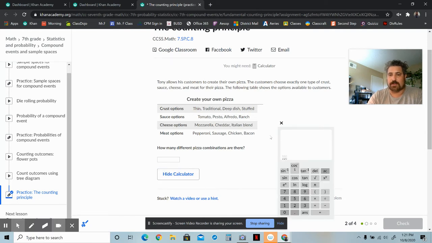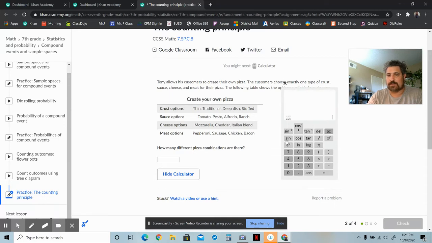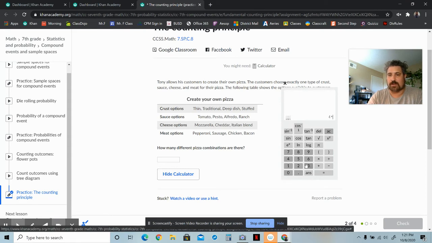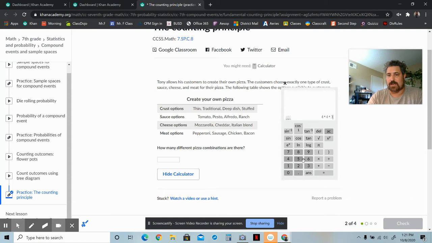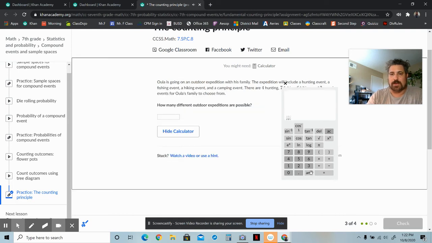So you just grab the calculator. How many choices of crust are there? 4. How many choices of sauce options are there? There's going to be 4. There's tomato, pesto, Alfredo, and ranch. How many choices for the cheese? There's 3. There's just the mozzarella, cheddar, and Italian blend. And how many choices are there for the pepperoni, sausage, and chicken? For the meats, it's 4. And that's it. Multiply it together. There you go. What are the total combinations that he could get? He's choosing from all these different things. He could make 192 different pizzas. All right. Next one.